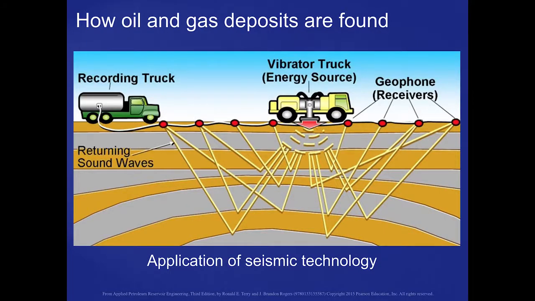Let's talk for a minute about how we find oil and gas. It's an application of what we call seismic technology. We have this vibrator truck, as you can see on this slide, and it will send out some energy into the Earth's surface, and those waves will go down, hit a structure, and bounce back into the recording truck. And the waves will bounce back at a different rate depending upon the kind of structure that it's hitting.